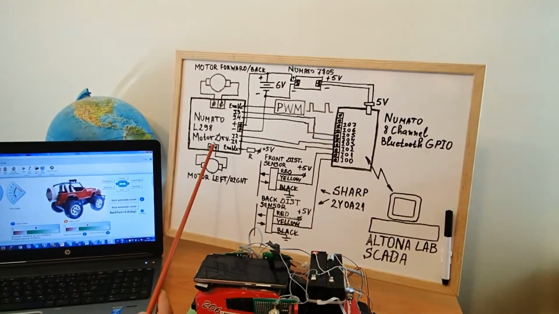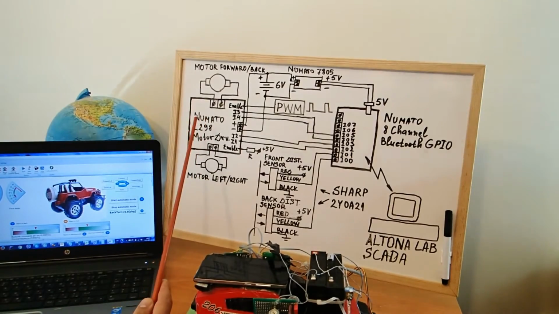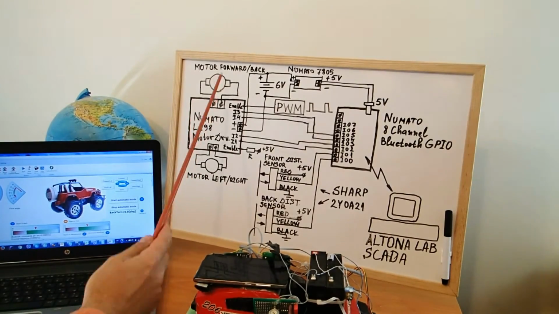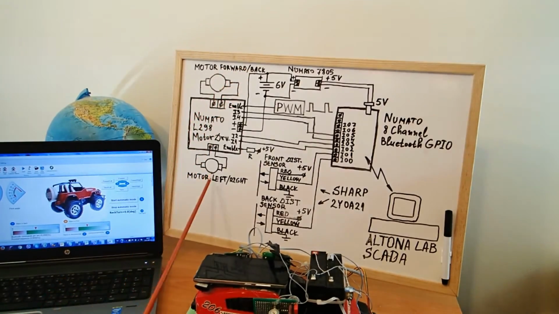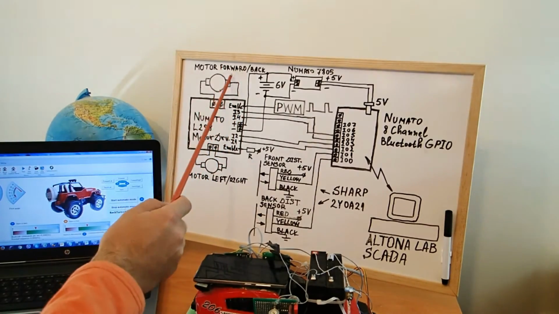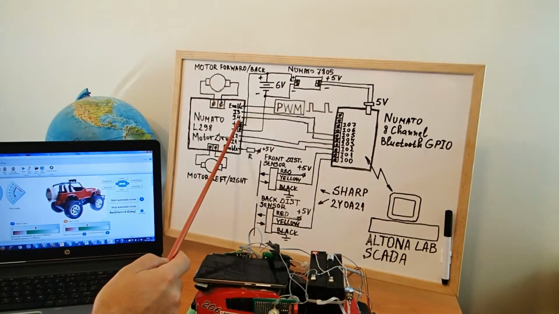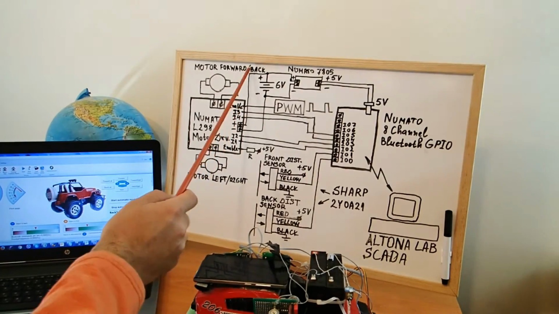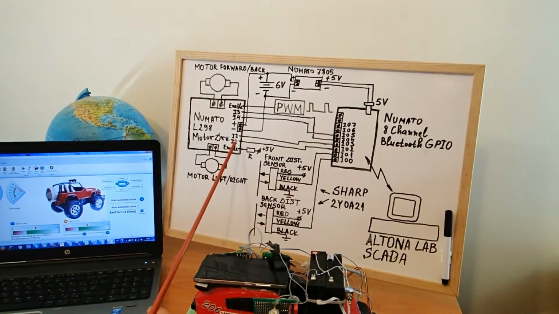How everything works. The motor driver controls the two DC motors for forward and back direction and left and right direction. When the enable signal is in high level, the high level of input 3 means forward direction, the high level of input 4 means back direction. The same happens with DC motor for left and right.